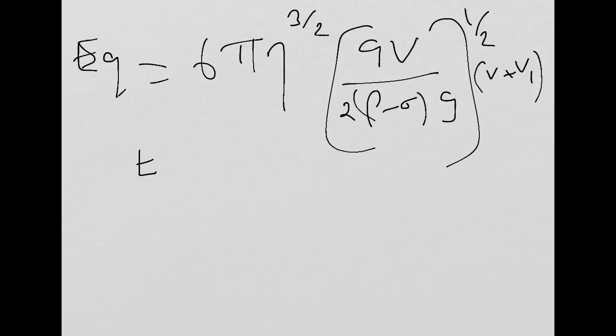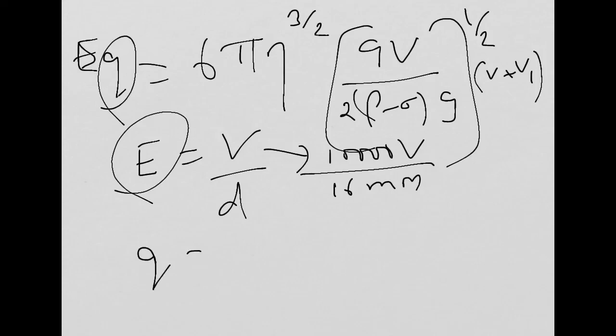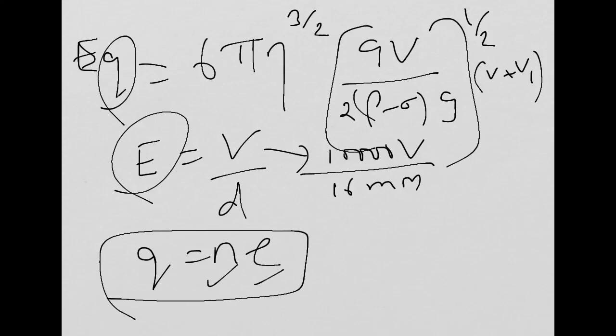We know that E is equal to V by d. Knowing the value of V, remember 10,000 volt, and the distance between the two plates, remember 16 millimeter, we can actually calculate the value of E, with the help of which we can calculate Q. We also know Q is equal to n e. If you are calculating Q, it will be an integral multiple of e, out of which the value of e will be 1.60 times 10 power minus 19. This is the charge of an electron found by Millikan.